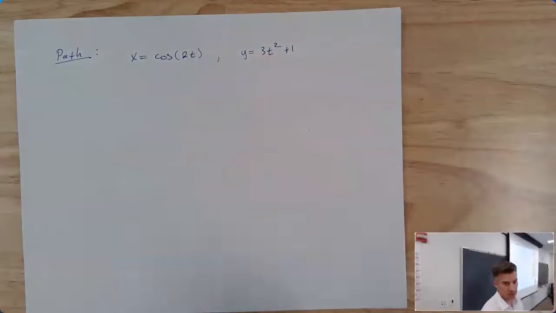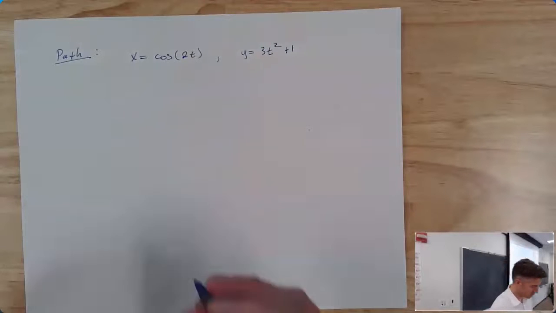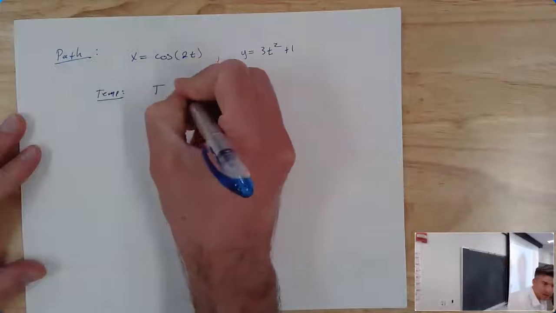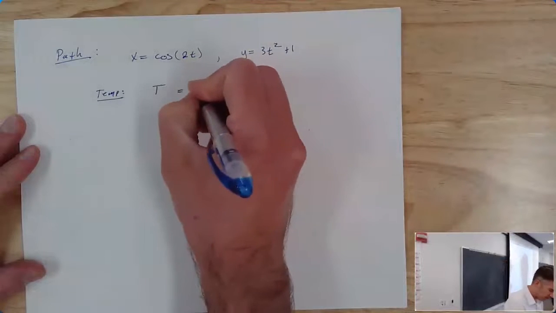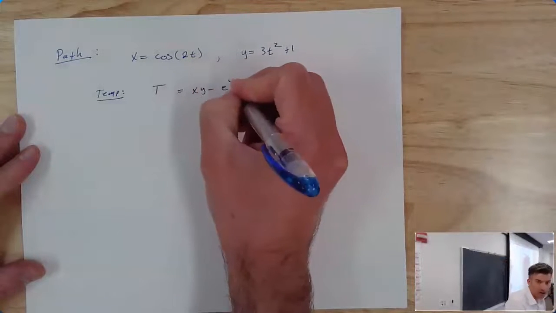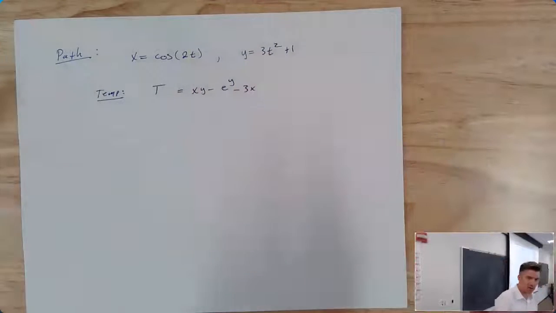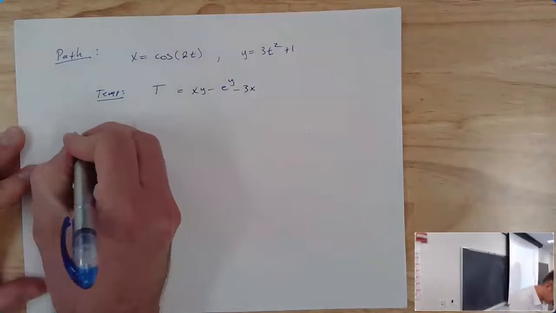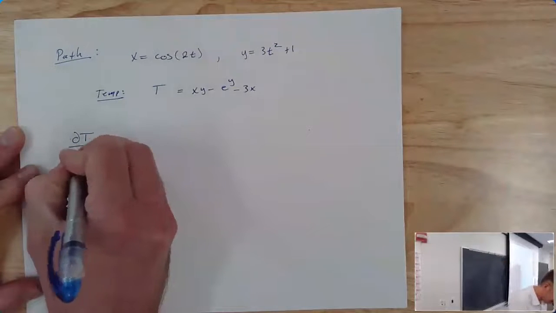Where t is time. And the water temperature is given by capital T equal to xy minus e to the y minus 3x. Ignore units. So let's find parts A and B just because it's probably going to help us figure out part B. Part A asks us to find the partial derivatives. First, del T del x.